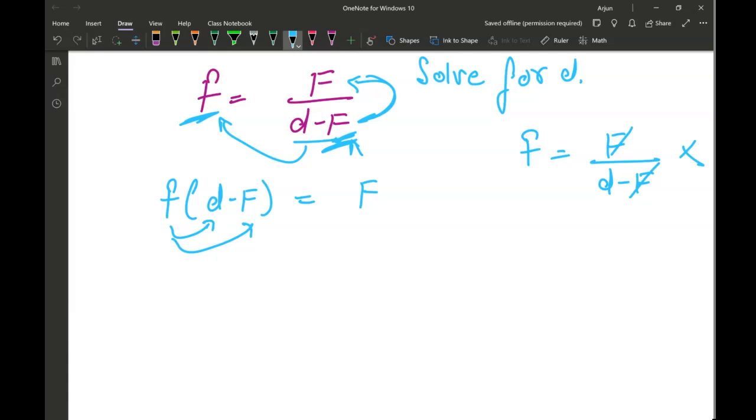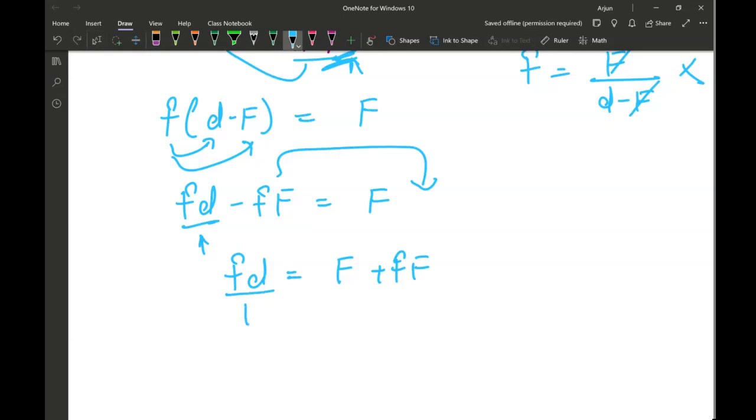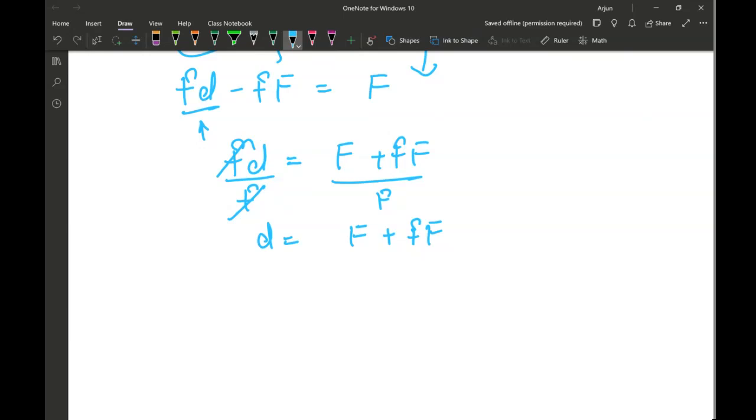So now let's focus on this question. So fd and minus ff equal to f. Now I want to solve for d, so this whole term is going to remain on one side, the rest of the terms are going to go on the other side. Fd equal to f plus ff. And now to solve for d, dividing both sides by f cancels out. The d value is f plus ff. Whoops, this has to be small f times f upon f. Okay, and again, this is the final answer.